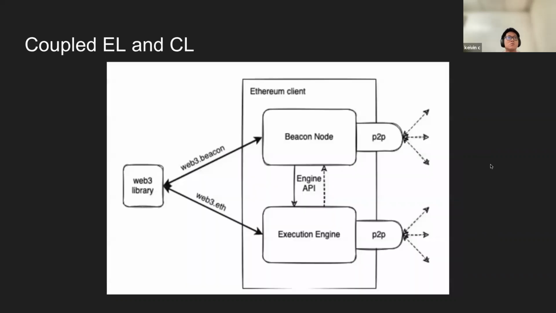You may ask, why do we need different clients and how do they even work? This is a simple high-level diagram which shows your beacon node, aka the consensus layer, and your execution engine. In the background, they actually talk to each other, and they pass bundled transactions, as I mentioned, from the execution layer to the consensus layer. After that, it'll do its own thing and send out the bundled blocks to the network.